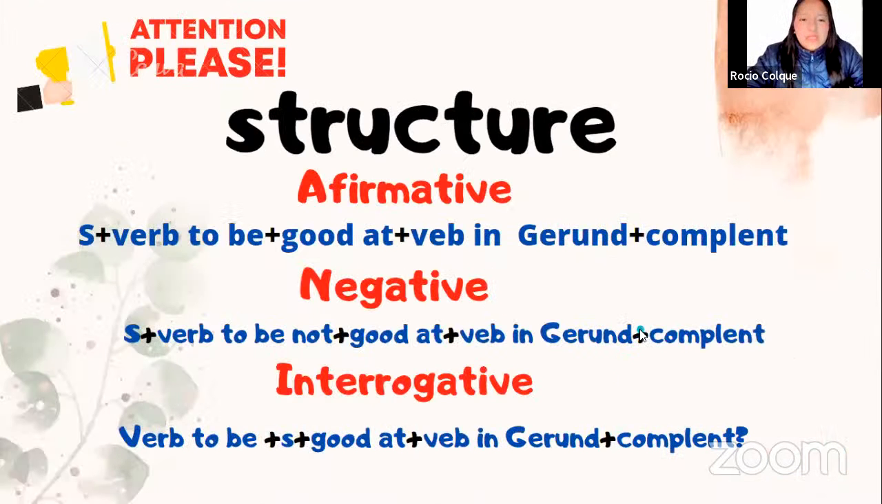Okay, this is the structure for this topic. The affirmative form is subject plus verb to be plus good at plus verb in gerund plus complement. The negative form is subject plus verb to be not plus good at plus verb in gerund plus complement. And the interrogative form is verb to be first plus subject plus good at plus verb in gerund plus complement.